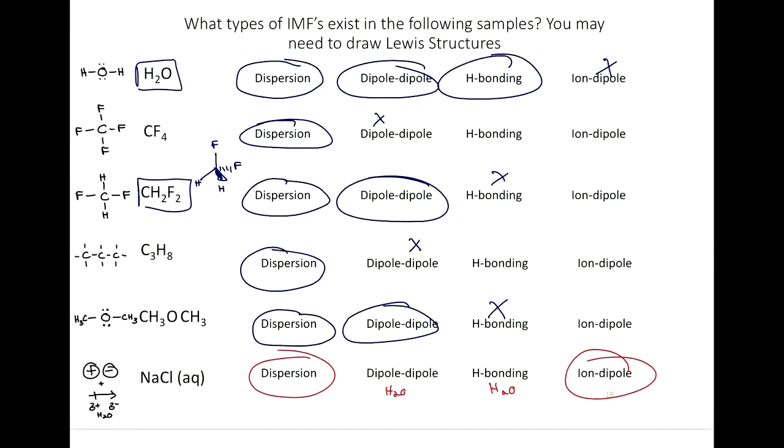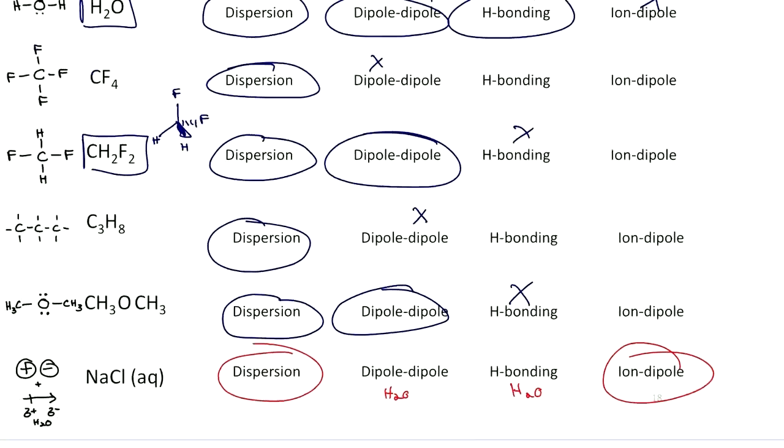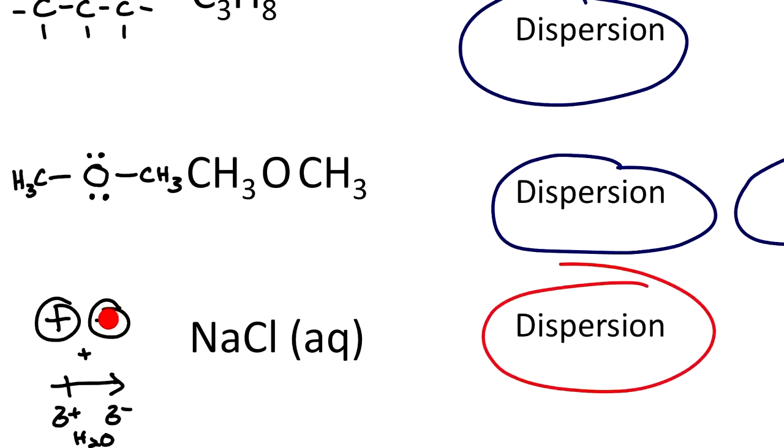So a lot of this boils down to chapter 8 and 9 ideas, Lewis structures. Yeah? So here's the thing. Hydrogen bonding doesn't happen between chloride and water. Hydrogen bonding happens in the water.